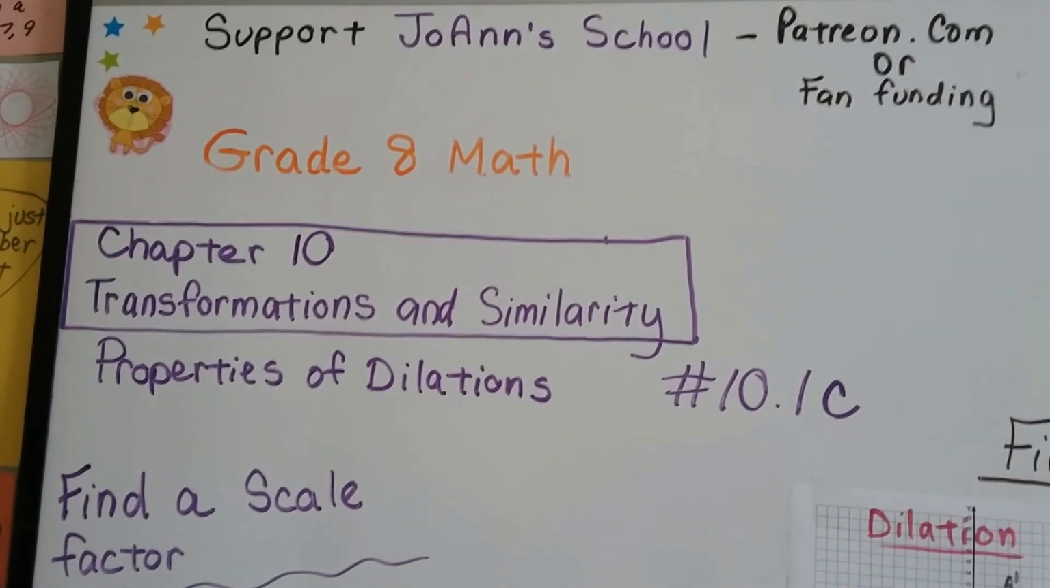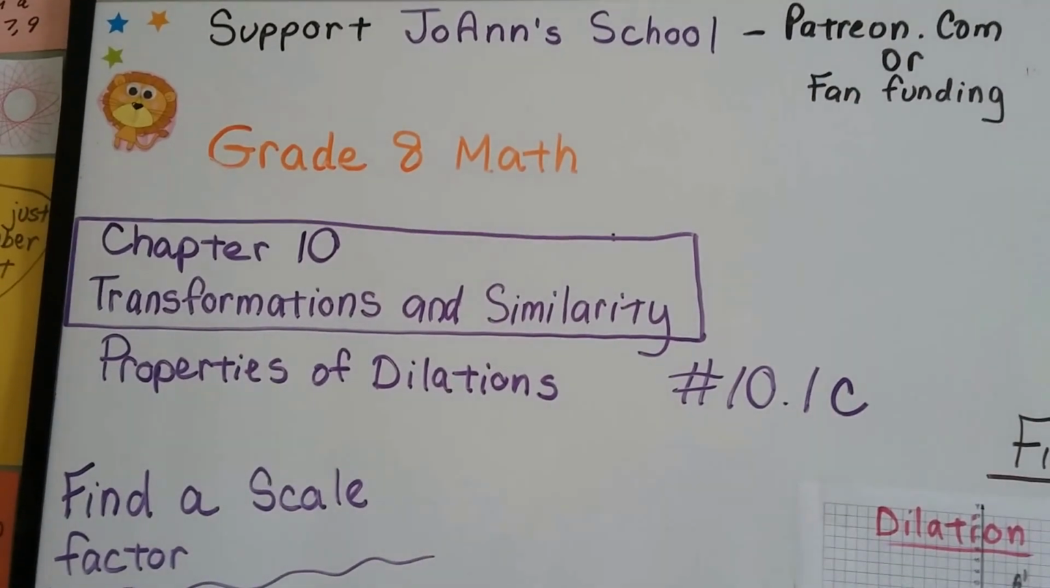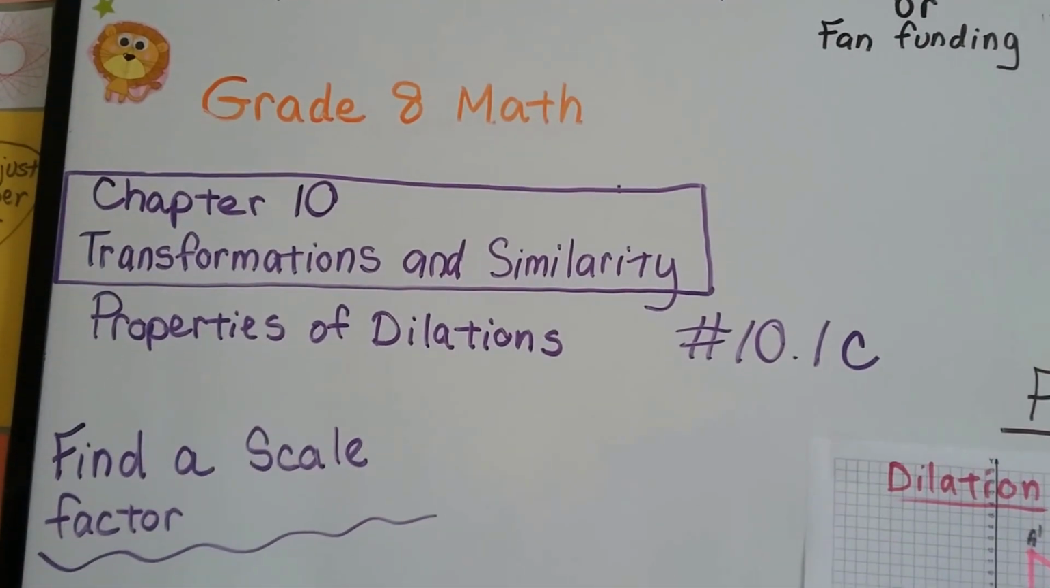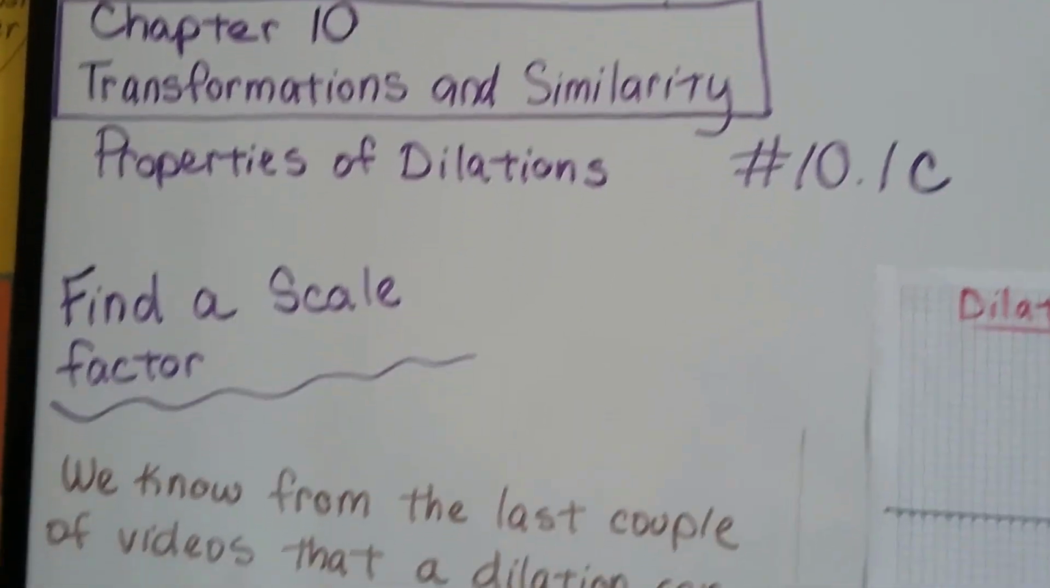Grade 8 Math, number 10.1c. We're talking about transformations and similarities in this chapter. We're doing properties of dilations. Now we're going to find a scale factor.